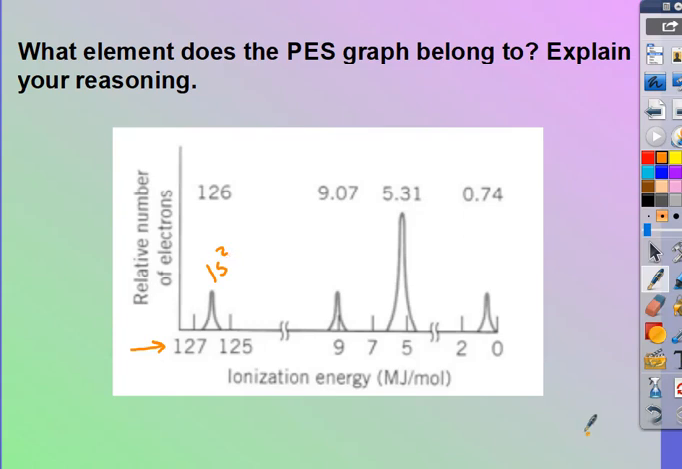Then, either on a separate line, or sometimes they'll put these little gaps in there. So we have a giant gap in energy. Then we have another peak. This peak must be the 2s2. Notice that they're the same height because the height, or the intensity, refers to the number of electrons.